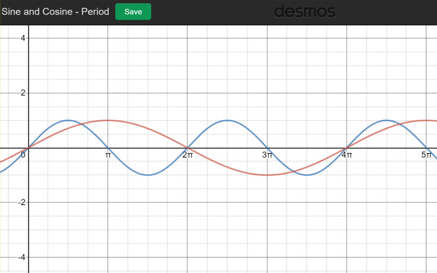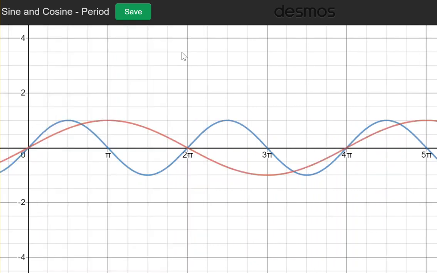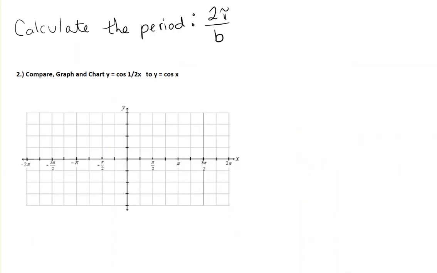Now, did you actually come up with a formula for it? I think I gave you pretty easy ones. If B is 0.5, the period ended up being 4 pi. Think about how you would calculate that. You would do that by doing 2 pi over B, and that B is whatever's multiplying that x value, kind of like inside the parentheses that we talked about before, and that talks about the stretch.